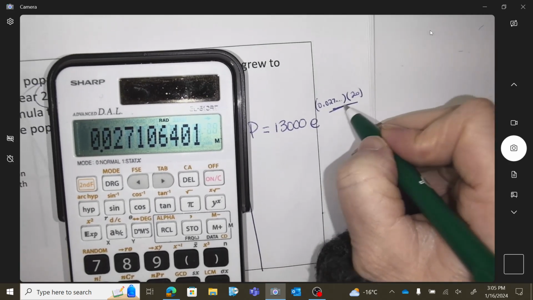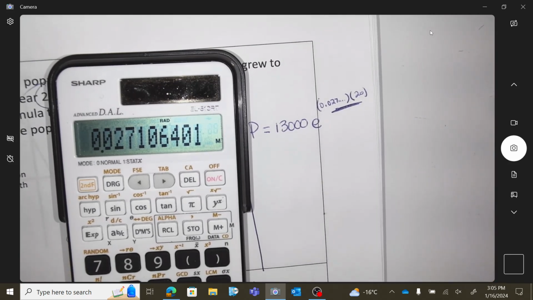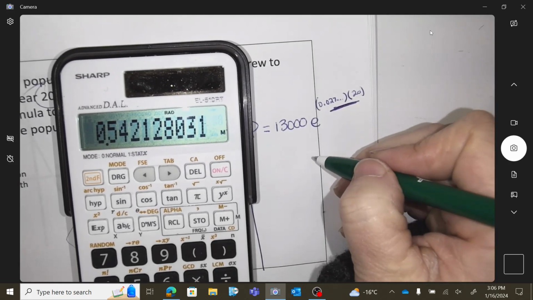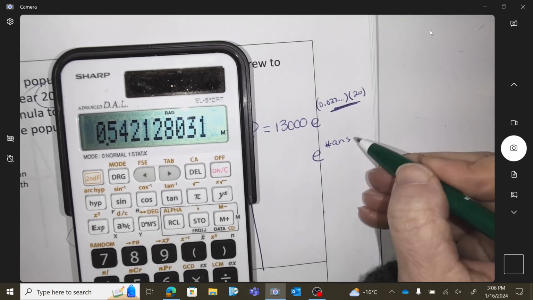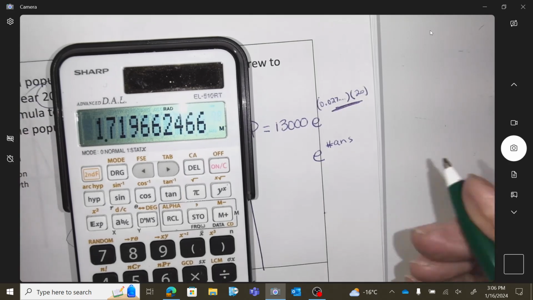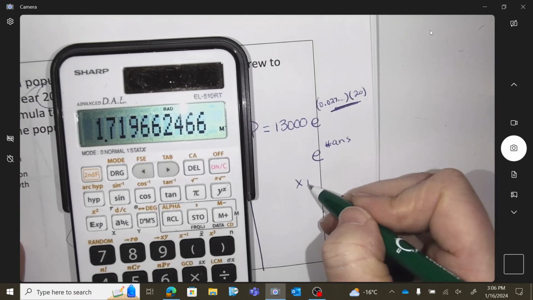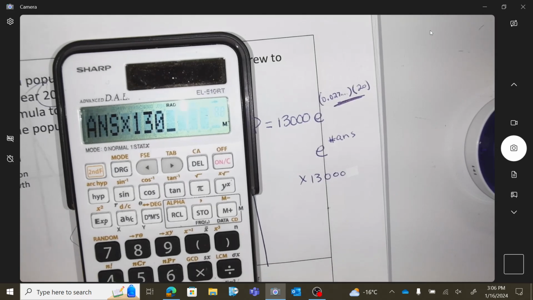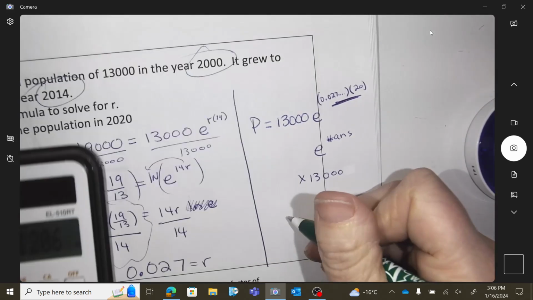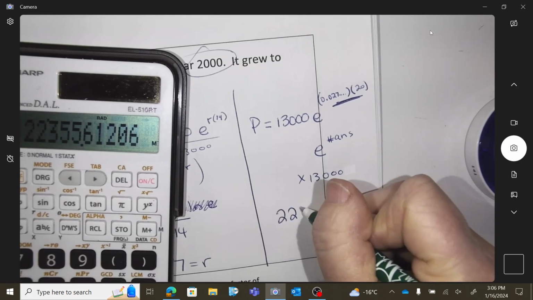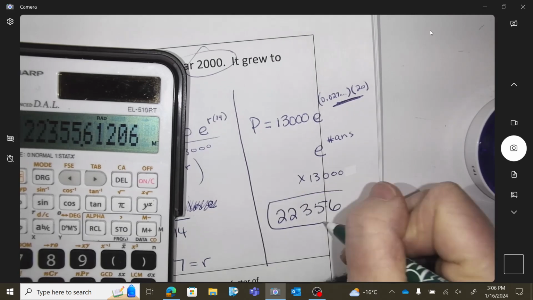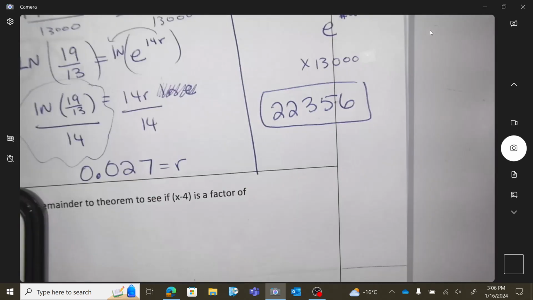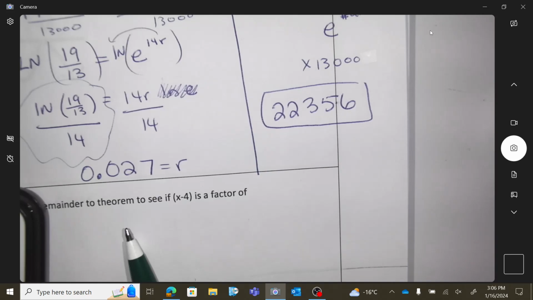Okay, what am I going to do? I'm going to times by 20. Times by 20 equals. Then I'm going to do e to that number, equals. Then I'm going to times by the 13,000. And this is a population, so you can do this one as a whole number. So that one you would be expected to do a whole number. Hopefully they also give you a little bit more instructions, like estimate to the nearest person or whatever.